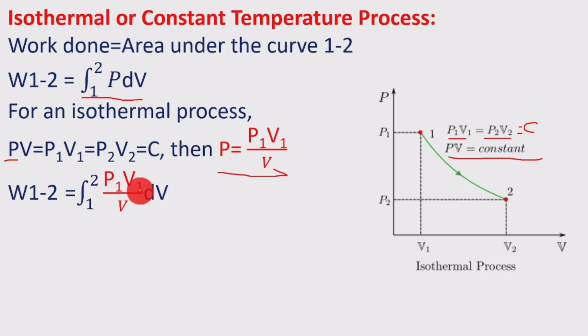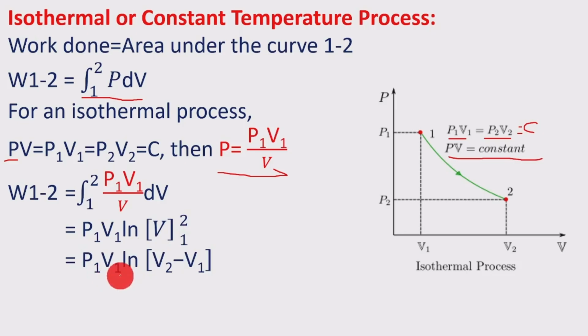Okay, then P1 V1 remains constant, so that can be taken outside of the integration, and 1 by phi will be integrated. That will be P1 V1 times the integration of 1 by phi, which is ln phi from 1 to 2. Then this can be written as P1 V1 (ln V2 minus ln V1), which will be ln V2 by V1.